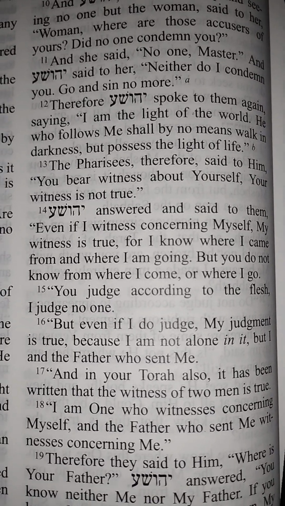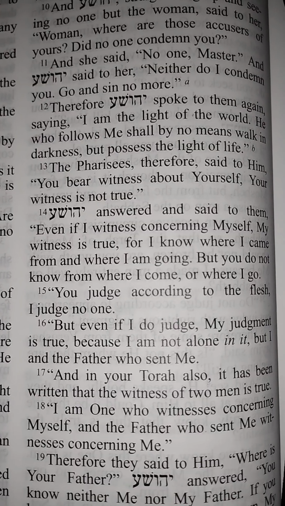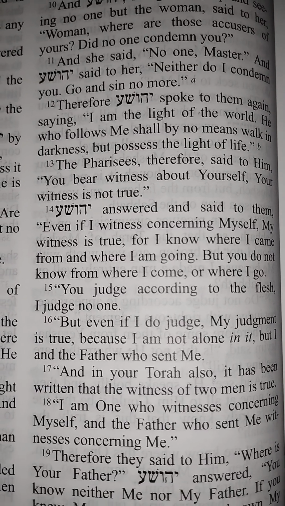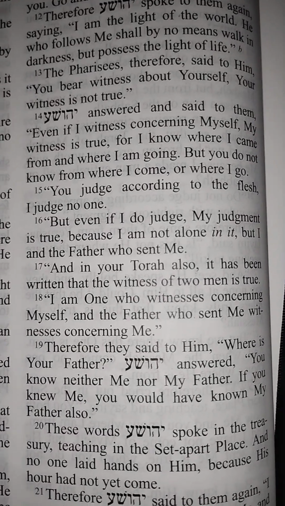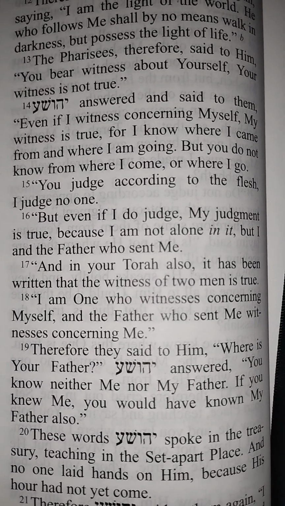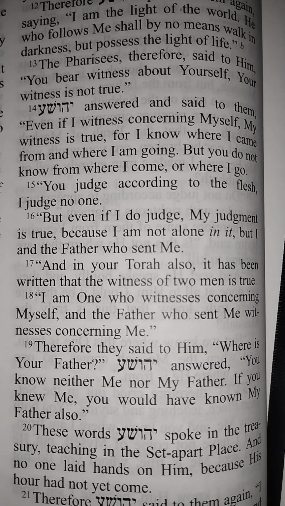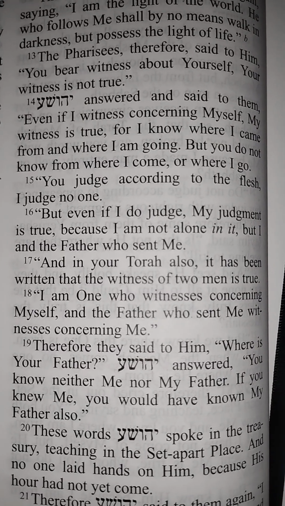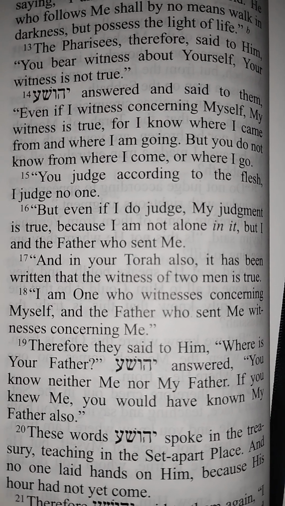I judge no one. But even if I do judge, my judgment is true, because I am not alone in it, but I and the Father who sent me. And in your Torah also it has been written that the witness of two men is true. I am one who witnesses concerning myself, and the Father who sent me witnesses concerning me. Therefore they said to him, Where is your Father? Yeshua answered, You know neither me nor my Father. If you knew me, you would have known my Father also.